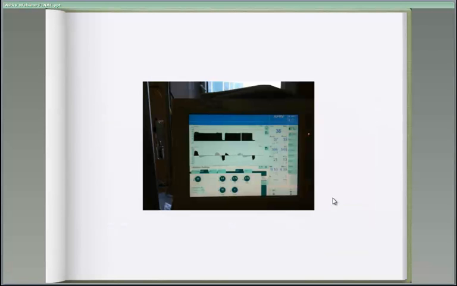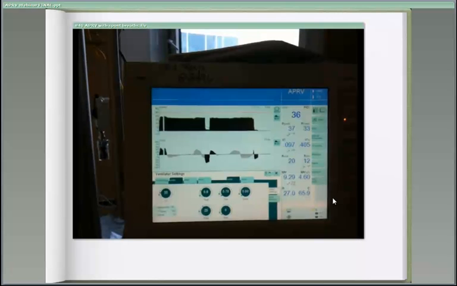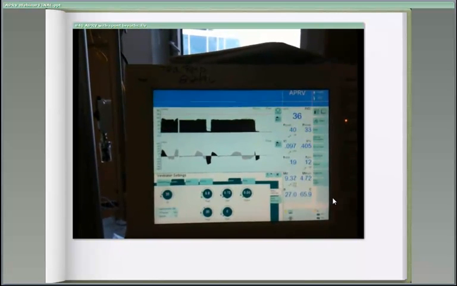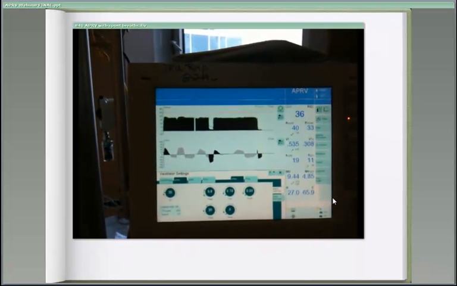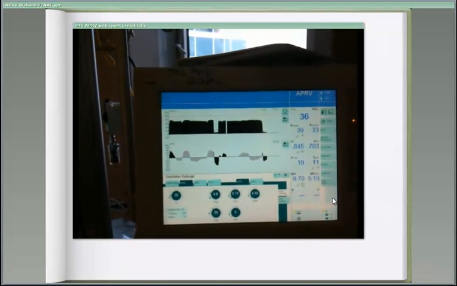Now here's another patient, and this patient is actually, I don't know if you can see this, well, let's see. Okay, here we go. This patient is actually on a CPAP level or a P high of 35. And you can see the patient is comfortably breathing.